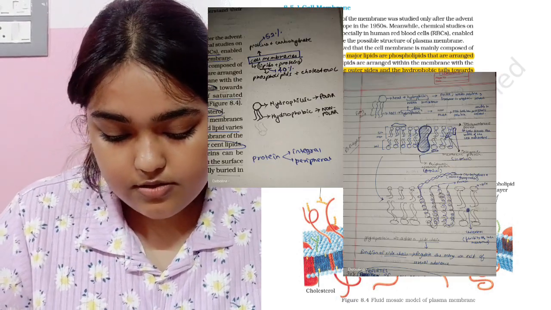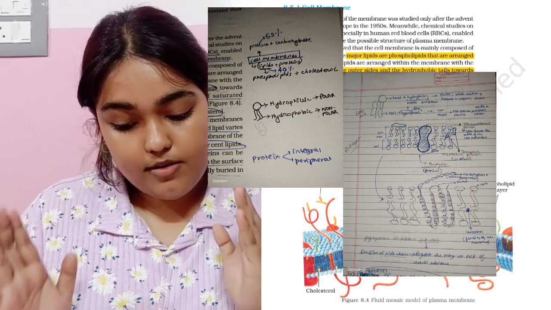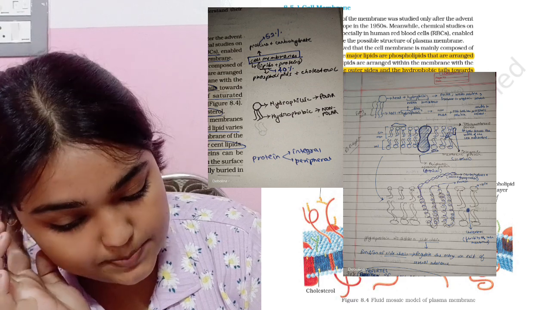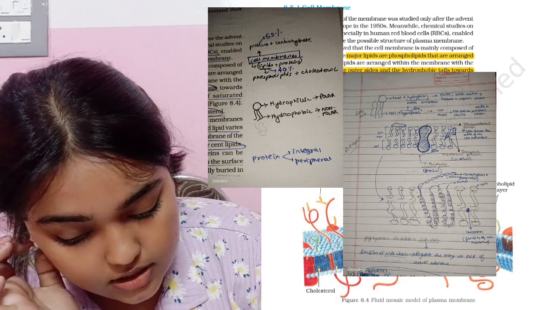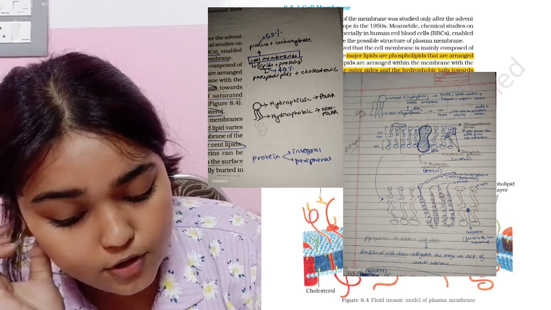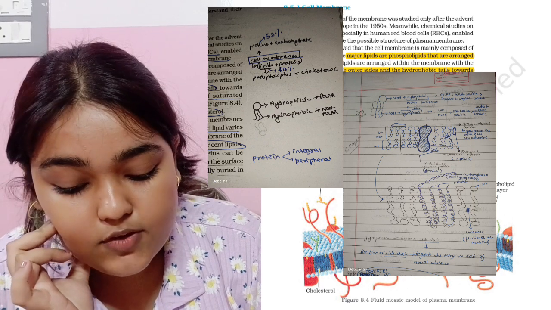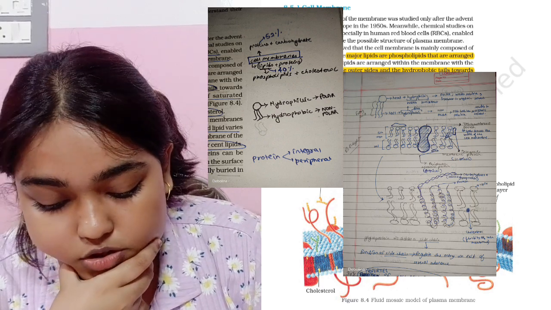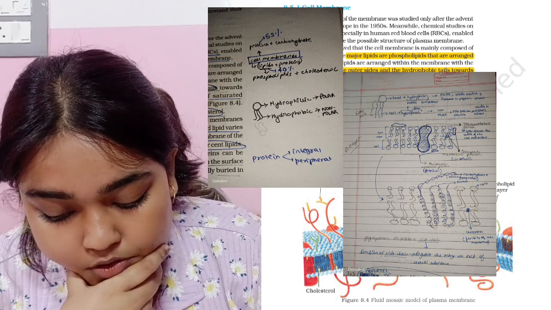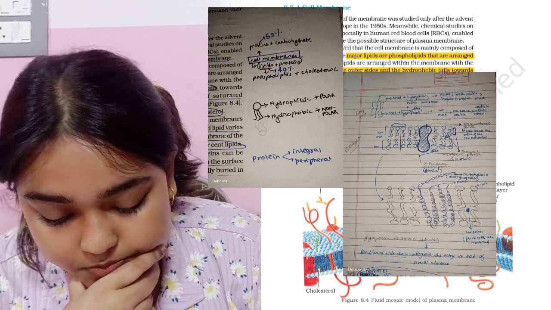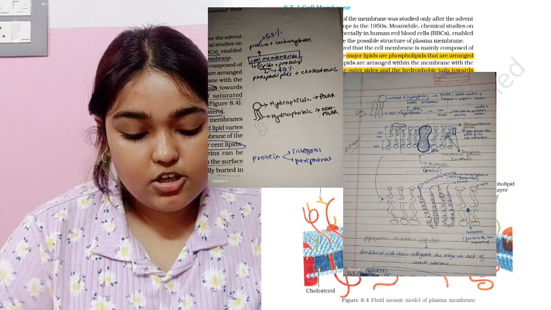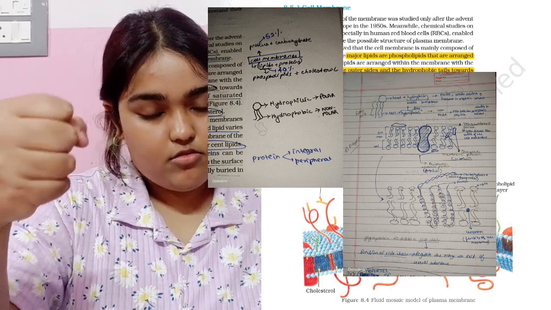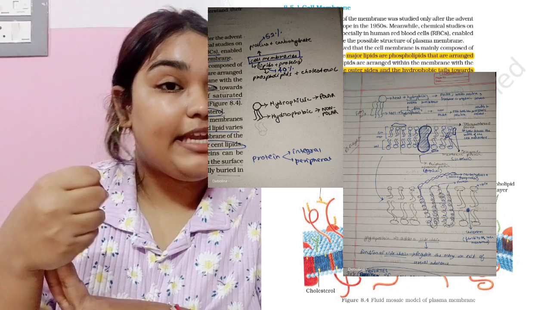So, the cell membrane is composed of lipids and proteins. Now, the major lipids are phospholipids that are arranged in a bilayer. The meaning of phospholipid is phosphate plus lipid. Also, the lipids are arranged within the membrane with the polar head towards the outside. So, in the structure of a lipid, we have a hydrophilic head and a hydrophobic tail.